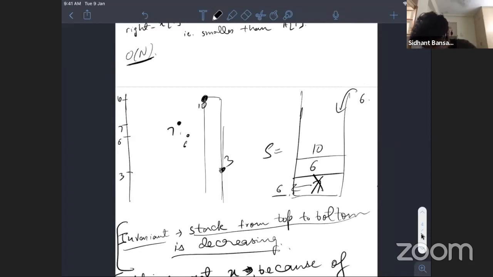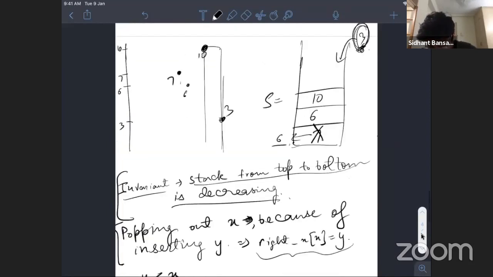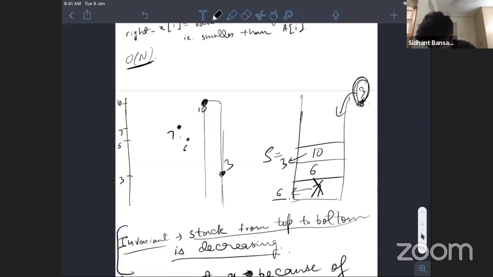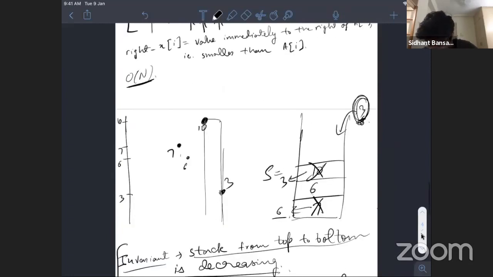Now we'll insert 10. Now when we are trying to insert 3, we'll again break the invariant. So we'll say, okay, pop out 10. When we are popping out 10, we'll change its right to 3. Here, popping out x because of inserting y, then we should change right x to y. So we'll say his right is 3, and we'll pop him out. Then we'll see 6 and we'll say, okay, we are popping this guy also out because the invariant is still broken. The invariant still doesn't hold true. So we are popping out 6 also, and we'll set his right to 3 also. And then we'll insert 3 and so on.